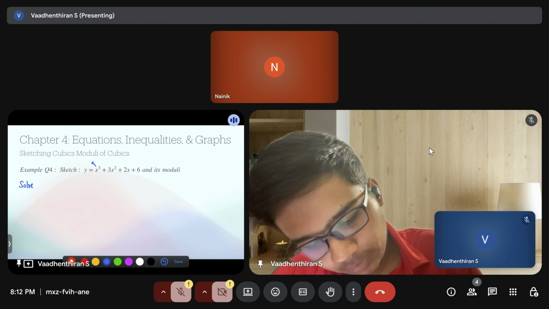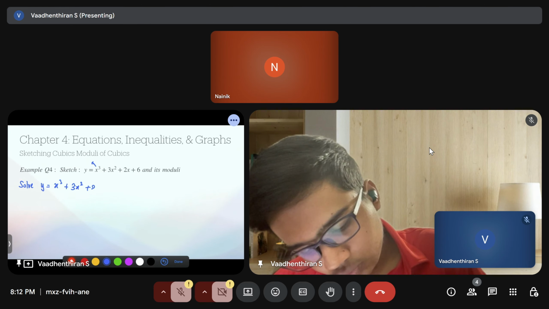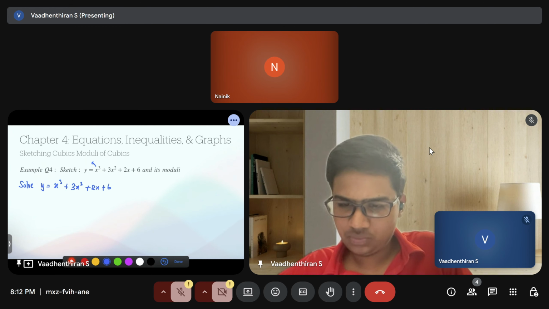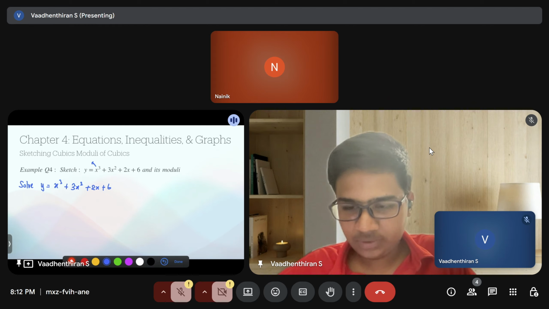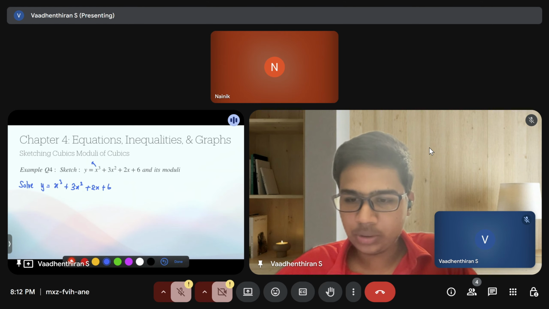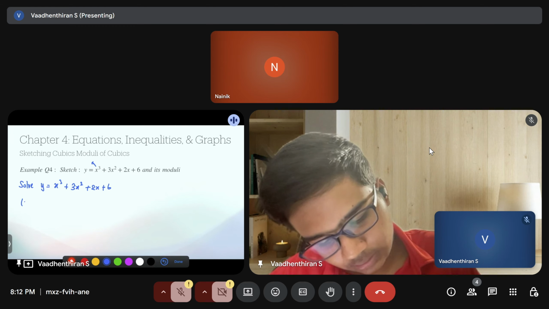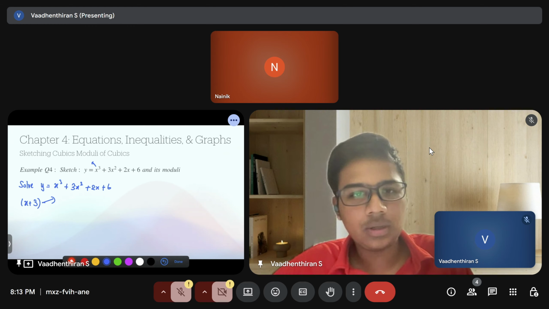Let's do the solving part of y equals x cubed plus 3x squared plus 2x plus 6. The other way, if it's a calculator paper, is you can just use the polynomial function in the calculator. So one of the factors is x plus 3. When I do the factor theorem with x equal to negative 3, I get 0.